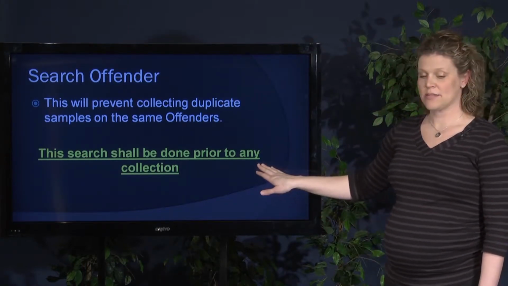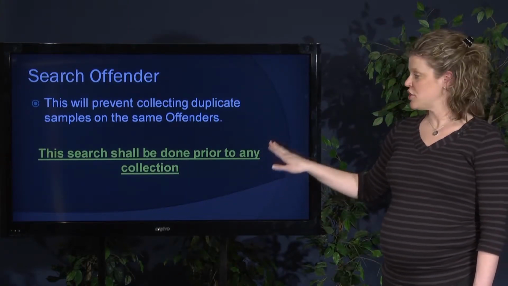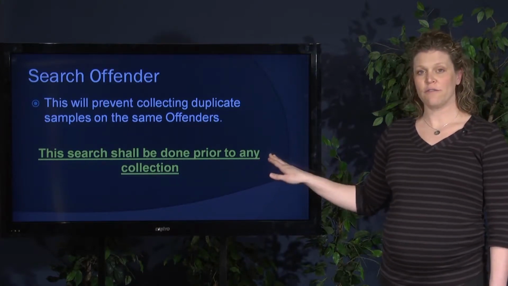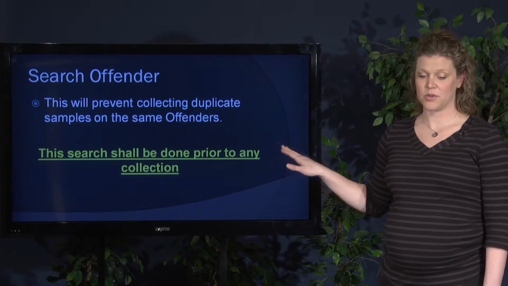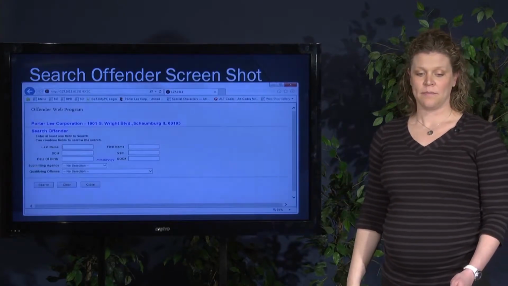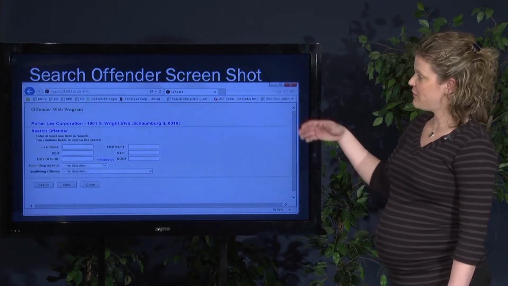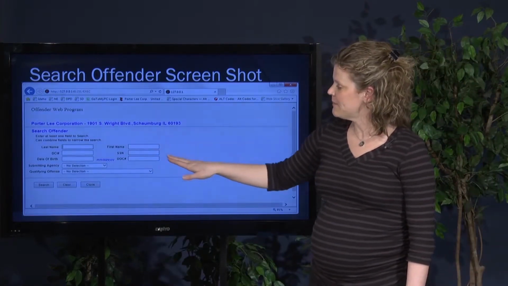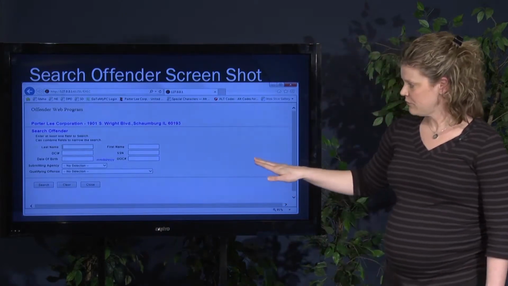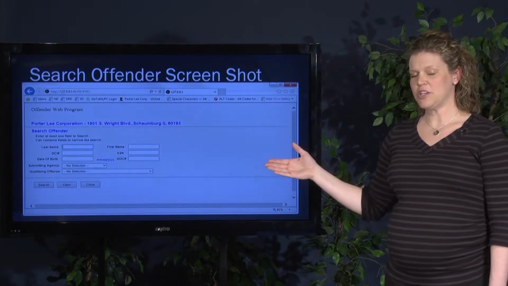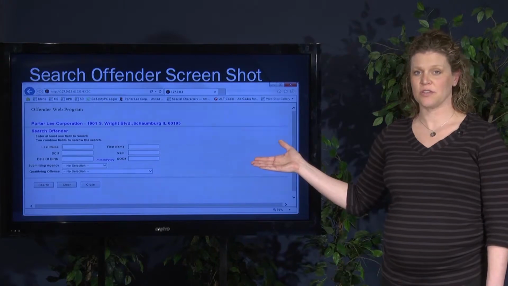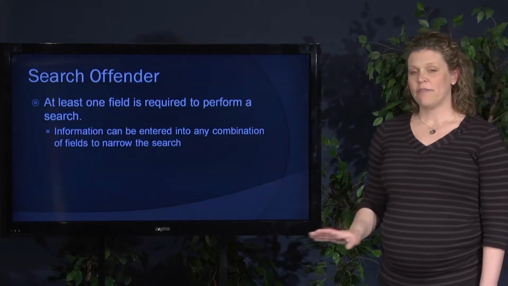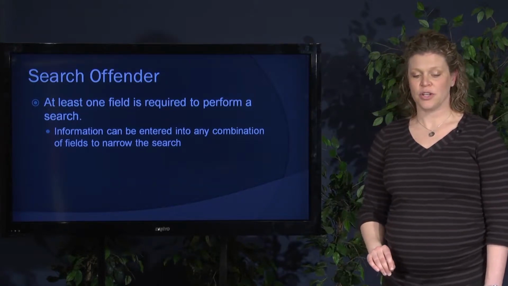So please remember that this search shall be done prior to any collection. You want to confirm that that individual is not in our laboratory database. So the search offender screen is going to look like this. You've got some choices here: last name, first name, DCI number, SOCH number. The more information you can put in here, the better your search results are going to be. Please enter at least one field before you perform a search.